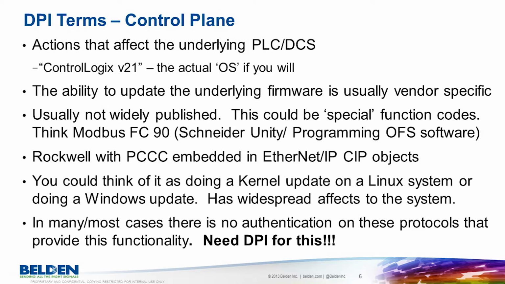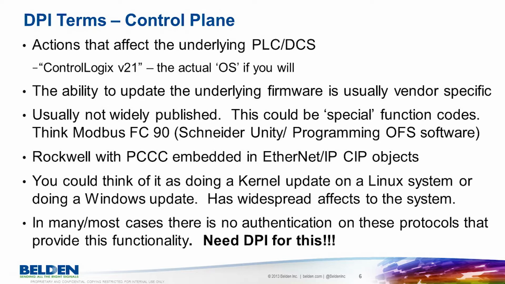In desktop terms, it's like you're going to do an update on your Linux kernel, so it's going to affect all the user space processes. Maybe they've changed some system calls. In Windows, you do Windows updates, changing your system from Service Pack 1 to Service Pack 2, that kind of stuff. So this is the updating of the actual operating system, the firmware that's running in it.